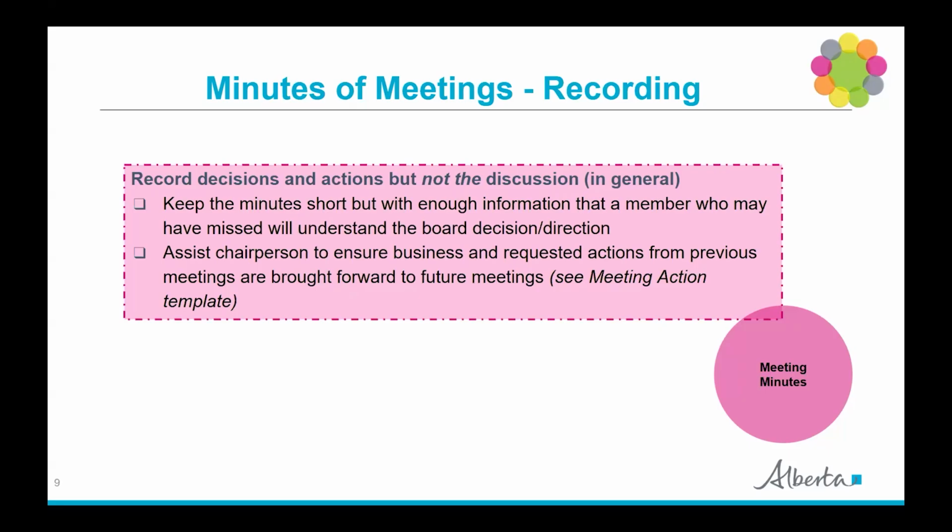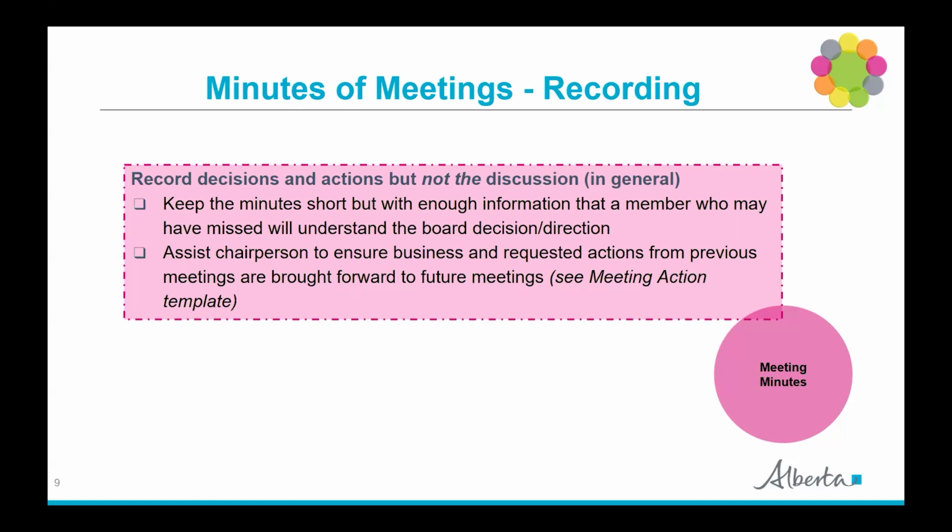Meeting minutes will also help the board secretary prepare for the next board meeting. When the board secretary and the board chair begin preparations for the next meeting, it is very useful to look over the previous meeting minutes to ensure that any unfinished business and requested actions are part of the agenda for the next meeting.